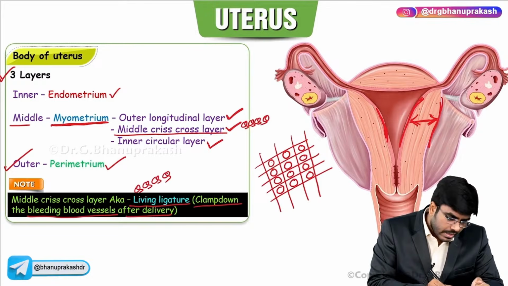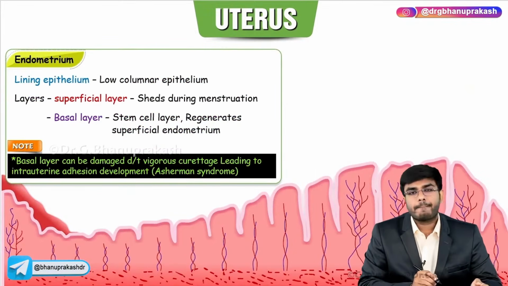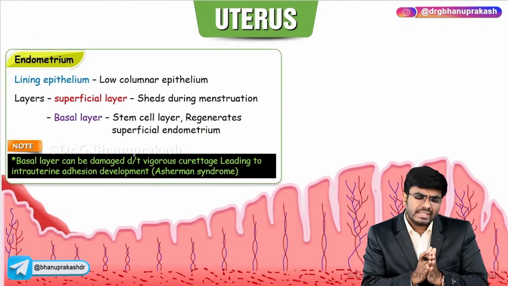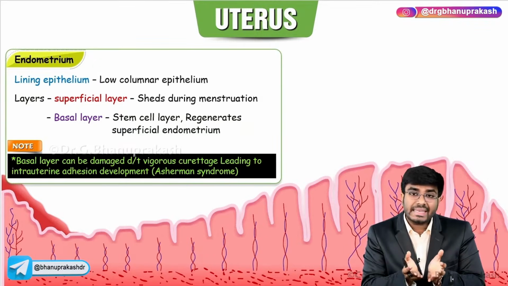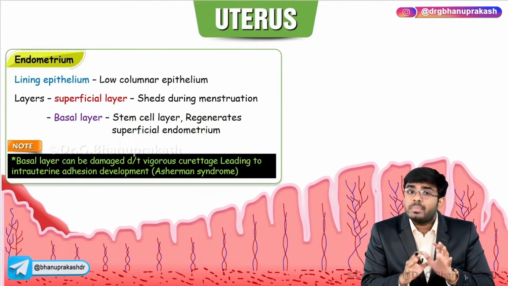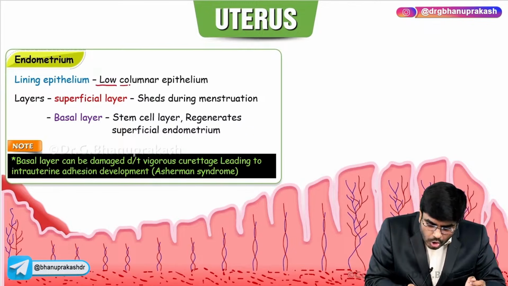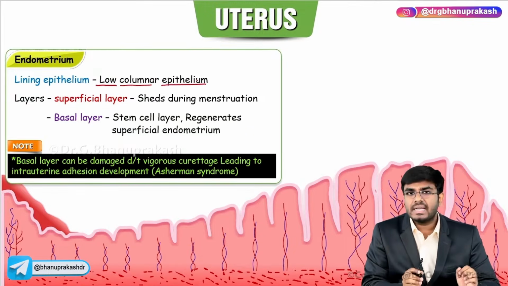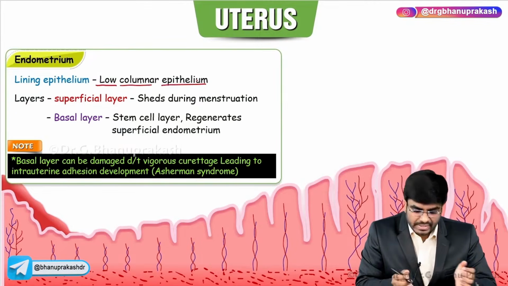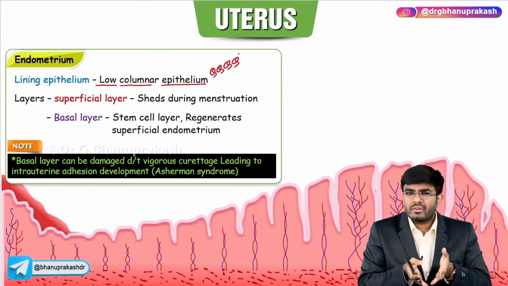Now, after this, let's discuss some points about the endometrium. Myometrium, important points completed. Now, let's discuss the endometrium. What exactly is this endometrium? It is the innermost lining of the uterus. Which type of epithelium is it made up of? It is a low columnar epithelium. Already we have discussed that the innermost lining of the uterus, the uterine cavity, is lined by low columnar epithelium, which is nothing but our endometrium.